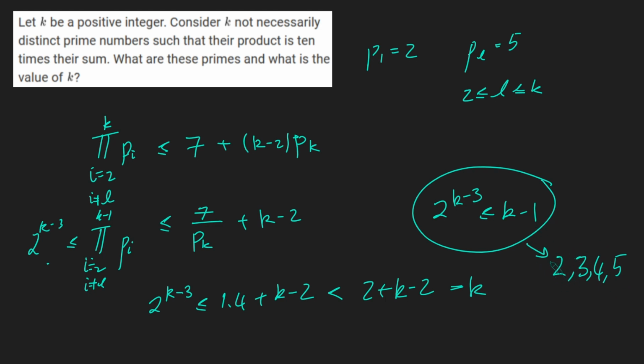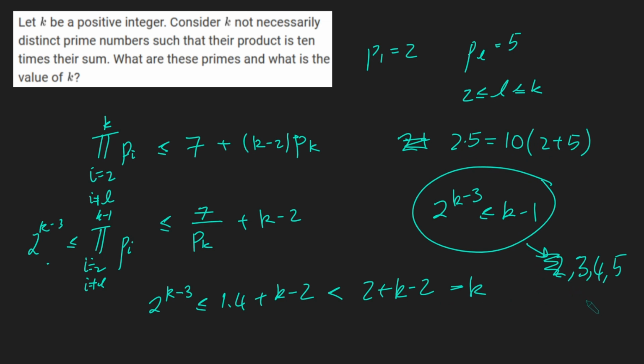In fact, immediately I noticed that 2 won't work either, because if I plug in k as 2, I get 2 minus 1 is 1. If k was 2, we can actually just go back here. That means we have 2 primes, so those 2 primes have to be 2 and 5, and so we get 2 times 5 equals 10 times 2 plus 5, and obviously that's just not true, and so we can get rid of 2 here.